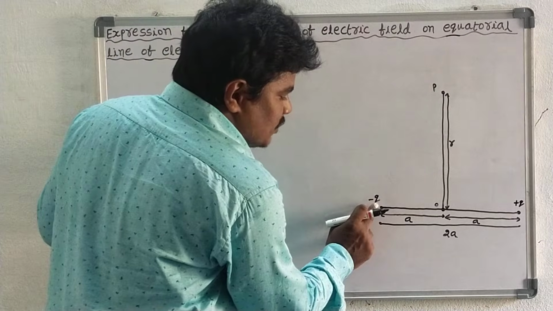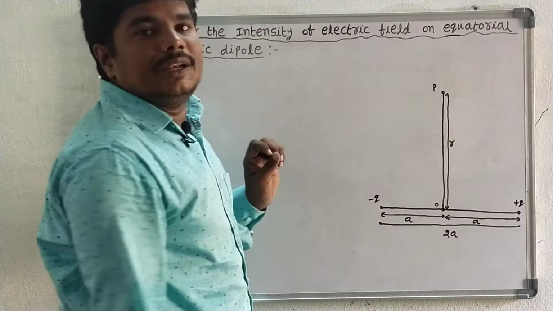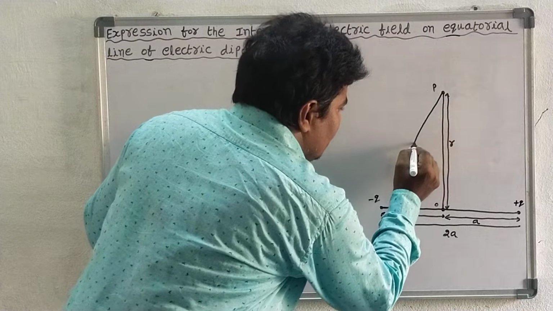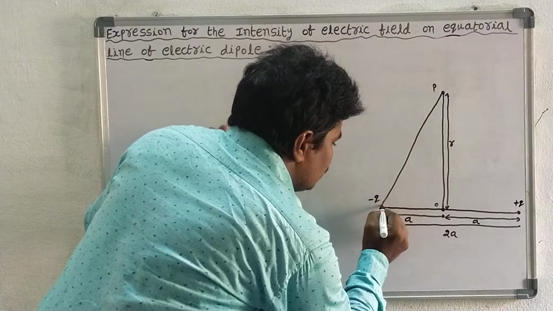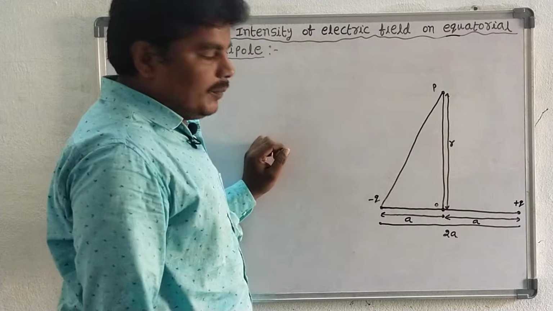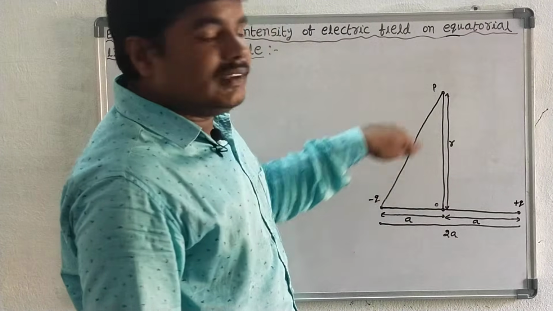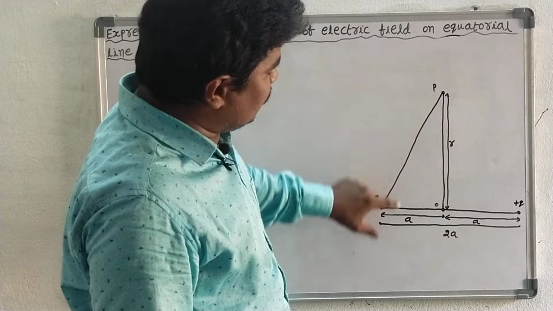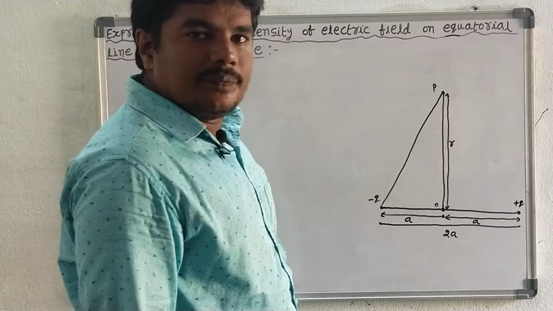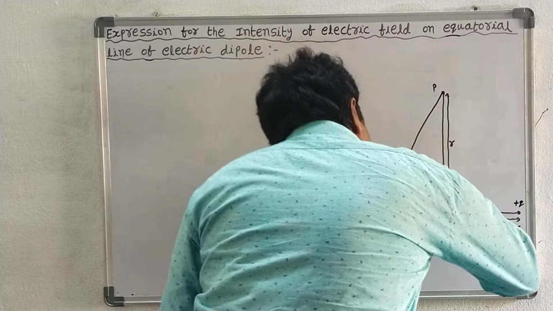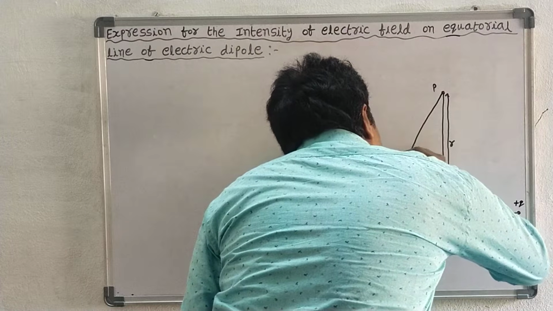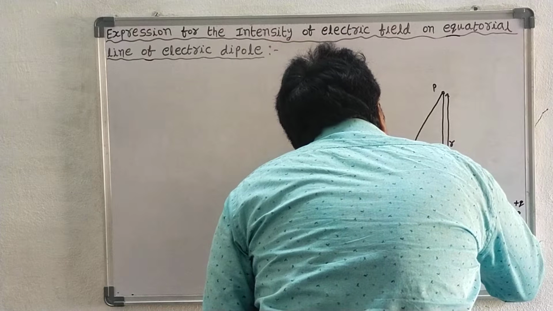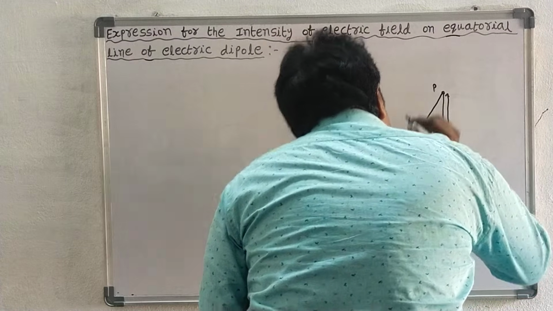Now, the distance between the negative charge and point P. Actually, this is a right angle triangle. In a right angle triangle, hypotenuse square is equal to side square plus side square. So this hypotenuse is equal to the root of side square plus side square, so root of r square plus a square.